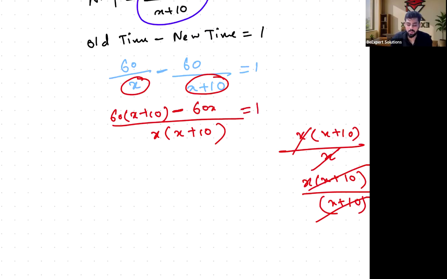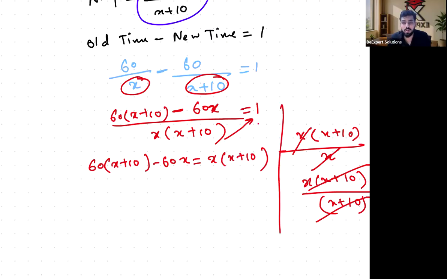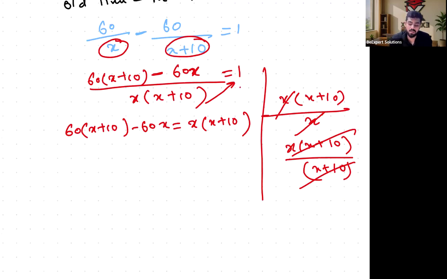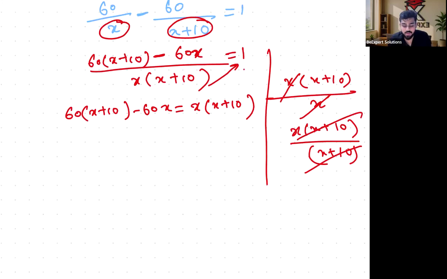Now you cross multiply, you take it to the other side. So this is 60 times x plus 10 minus 60x, and that gives you, if you take it to the other side, x plus 10, right? This is all rough work here. So this is what you get. Now, after that, what you are going to be doing, guys, is pretty simple. I hope this is clear. If you have any doubt, just repeat the video and see it again.